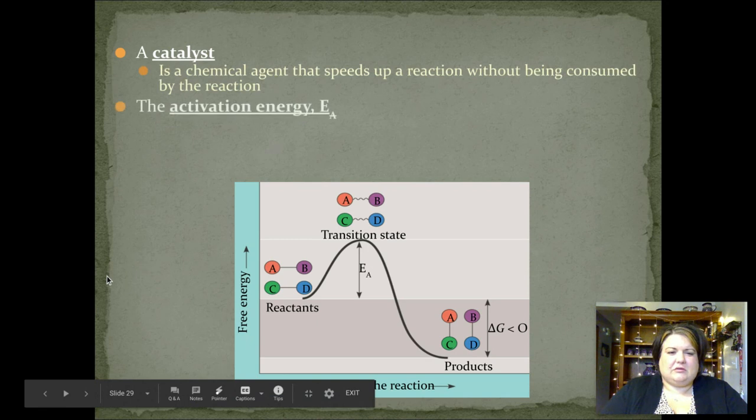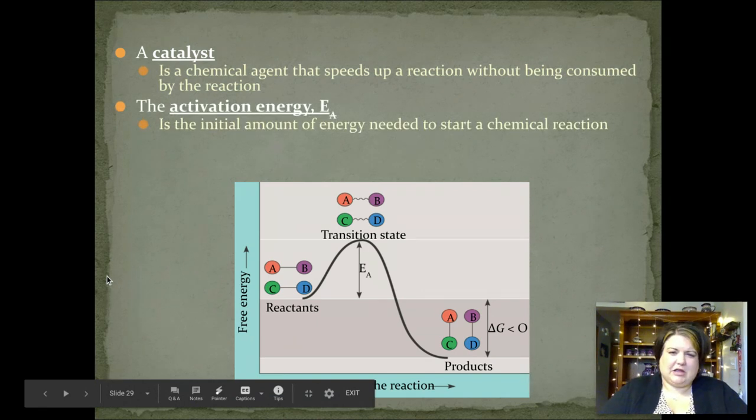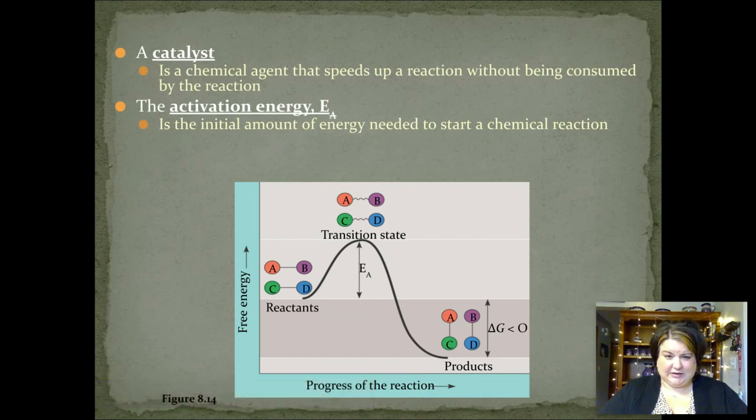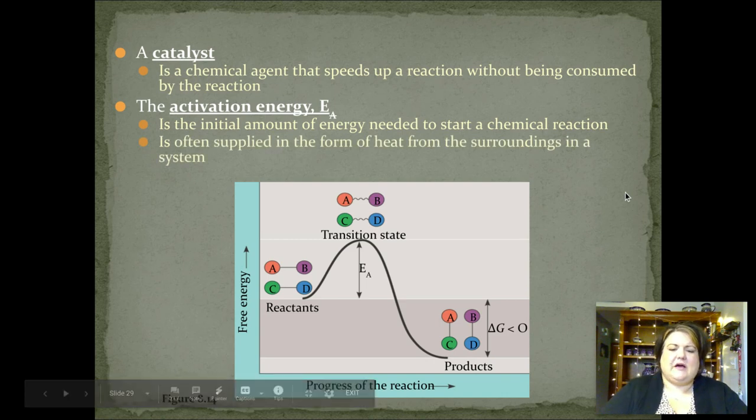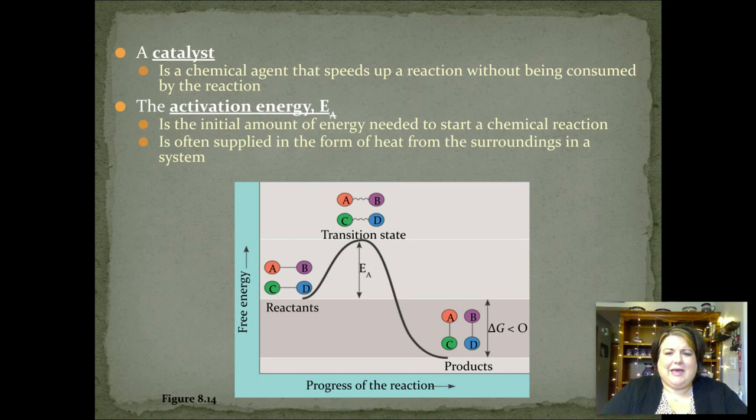So let's talk about catalysts. When we're talking about these reactions, especially our exergonic ones, you have to put a little bit of energy in, and then it will proceed on its own. That little bit of energy is called the activation energy. You need to bring it to a state right here where it can then proceed on its own. Oftentimes that's supplied in the form of heat, like you're heating something up. A catalyst then is something that's going to speed this up but not be consumed.